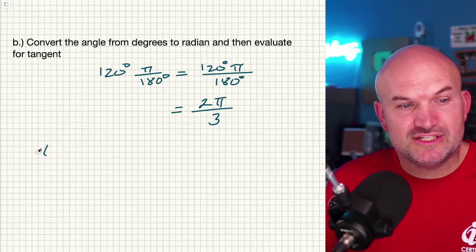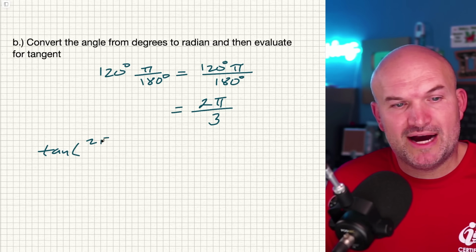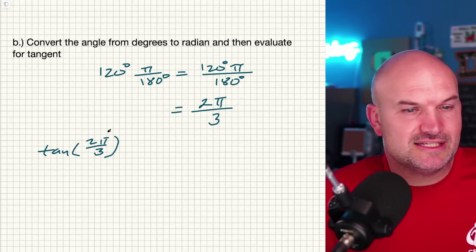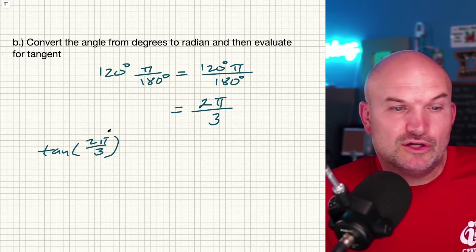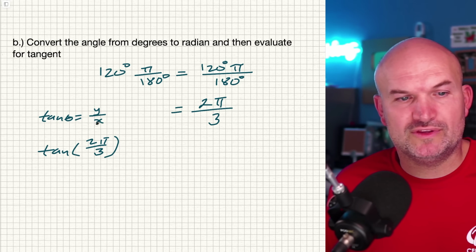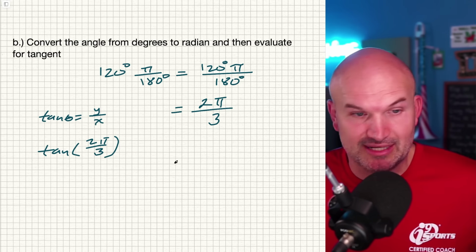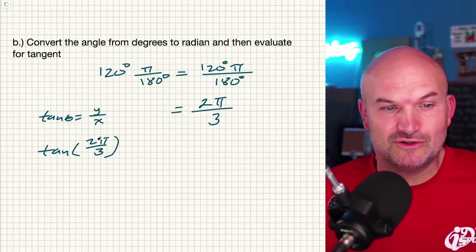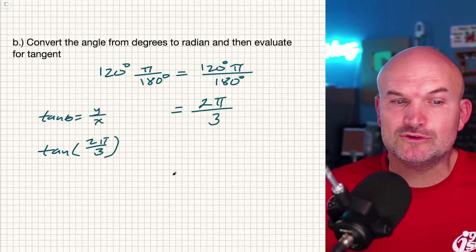Now, part 2 of the question says, can you evaluate for 2 pi over 3? All right. And evaluate is basically going to be look at the unit circle, and the tangent of an angle on the unit circle is going to be the y coordinate over the x coordinate. Now, thankfully, 2 pi over 3 is on the unit circle. So there's a point on the unit circle at 2 pi over 3. So I just need to figure out what those coordinates are.